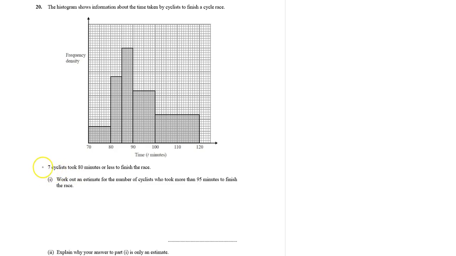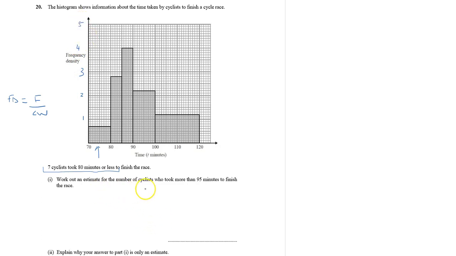Now the reason why they're giving us this first bit of information is because we can use this to work out the frequency density. Now 80 minutes or less is this bar here. Frequency density is frequency divided by class width. We know the frequency is 7, the width is 10, so this here must be 0.7, so this will help us with the scale. So if this is 0.7, then this must be 1, that one's 2, 3, 4, and then 5.